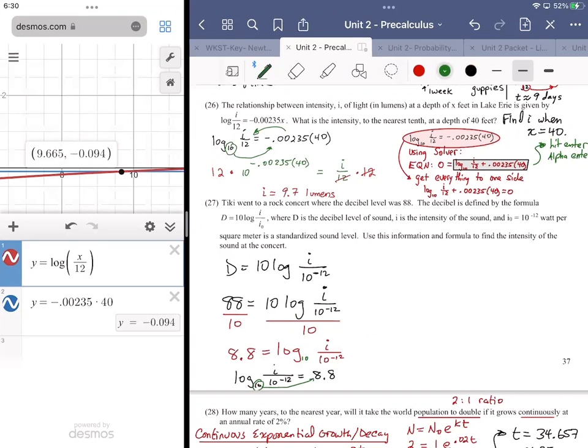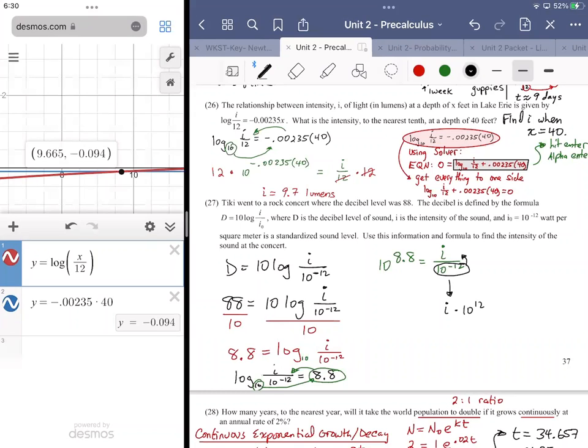So 10 raised to the 8.8 would be equal to I over 10 to the negative 12. All right. If I multiply both sides, well, I can do this a couple of ways. I can multiply both sides by 10 to the negative 12, or I can rewrite this as I multiplied by 10 to the positive 12. You know, just moving this up to the top is a property of exponents.